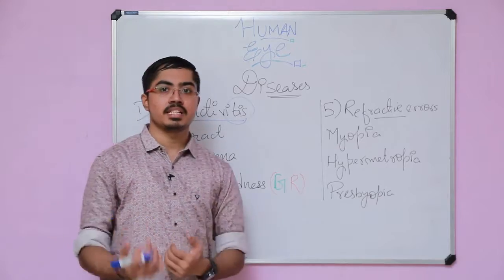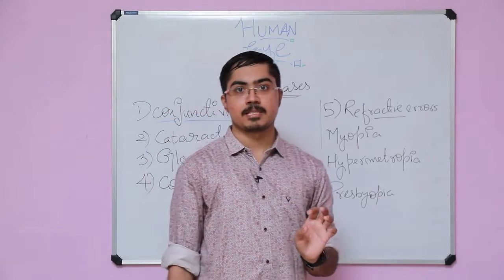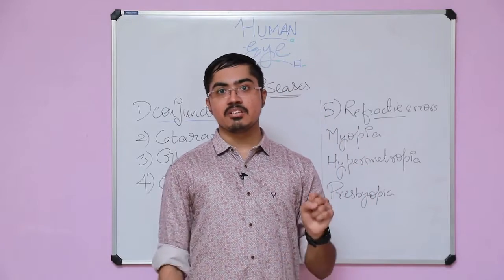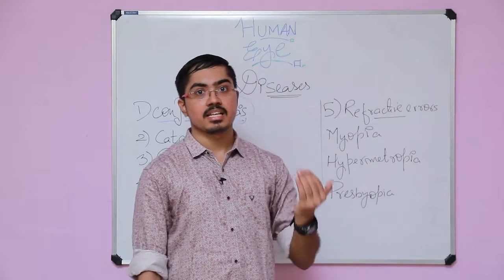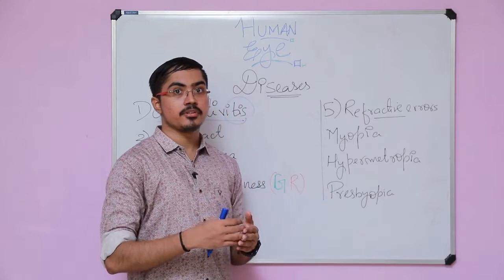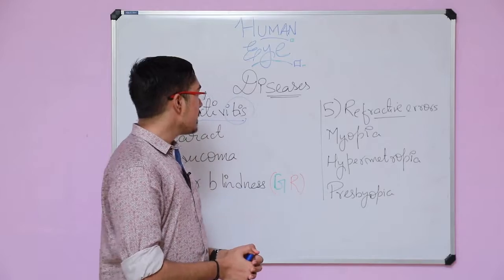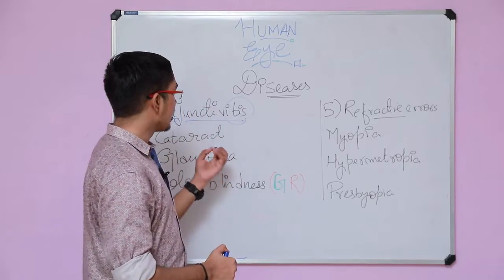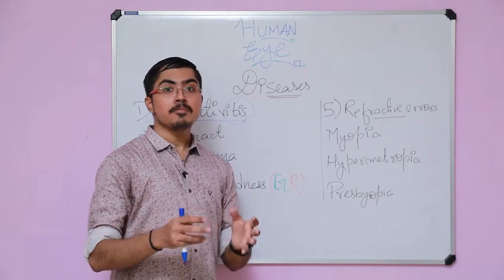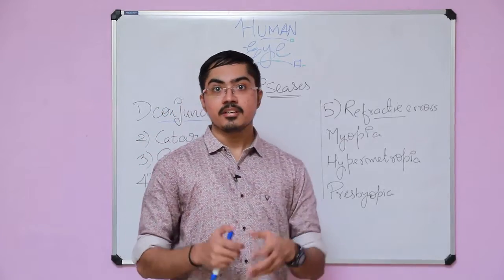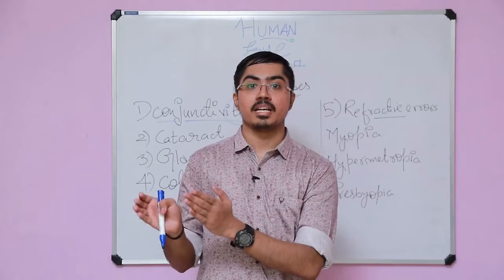So depending on the causative organism, you will be naming the conjunctivitis. Whenever a person is having conjunctivitis, that person will be having excessive reddish eye. The redness of the eye will increase. There will be congestion in the eyes, and there will be excessive watering of the eyes. So there will be excessive formation of tears, and that person will not be able to look very easily into the light source. So we will be having phobia of light, that is photophobia.